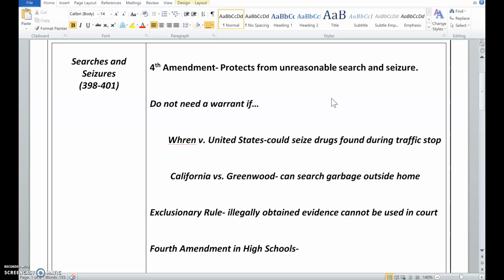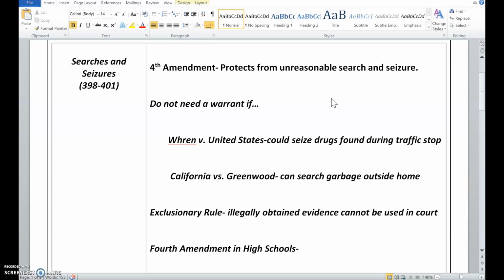Remember, the police need a search warrant or probable cause. But there's an exception to this rule. If the police see you actually breaking the law, they don't need a search warrant. So if they're watching and they see you steal something, they can stop you, they can search you, no search warrant needed. I would think that kind of falls into probable cause, but it's just a way that they do not need a search warrant.